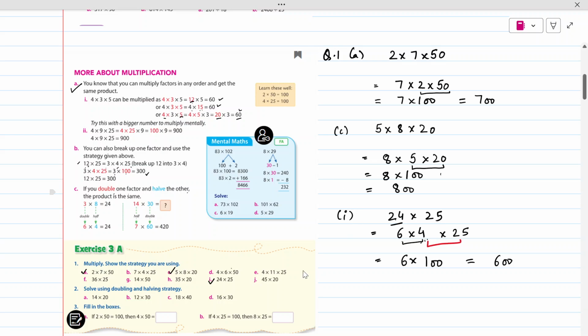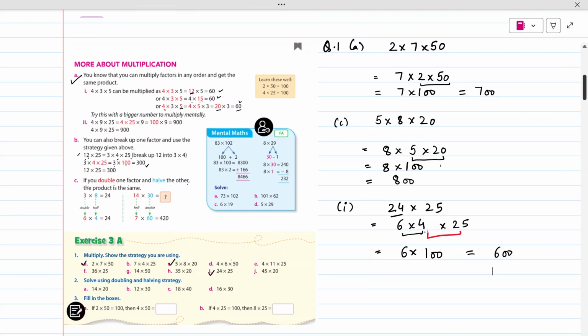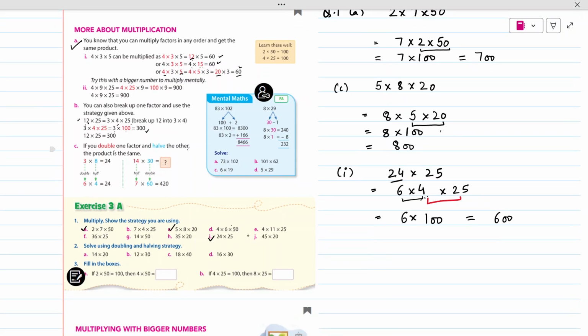Okay, so this is one thing. Next, let us also do the J part here. The J part is 45 multiplied by 20. And let me use the double and half method here. So what I'm going to do, I'm going to double 45.